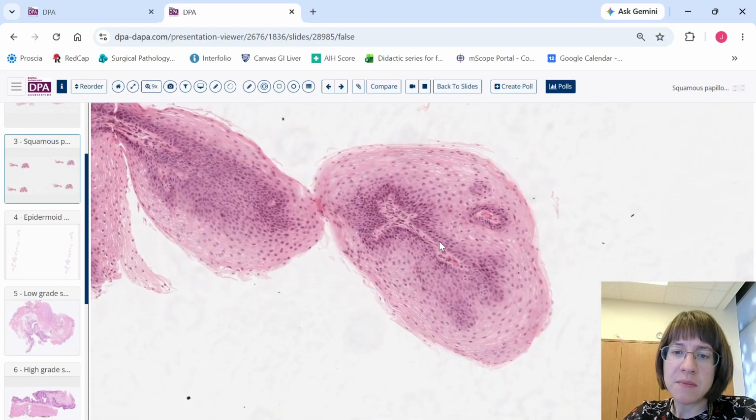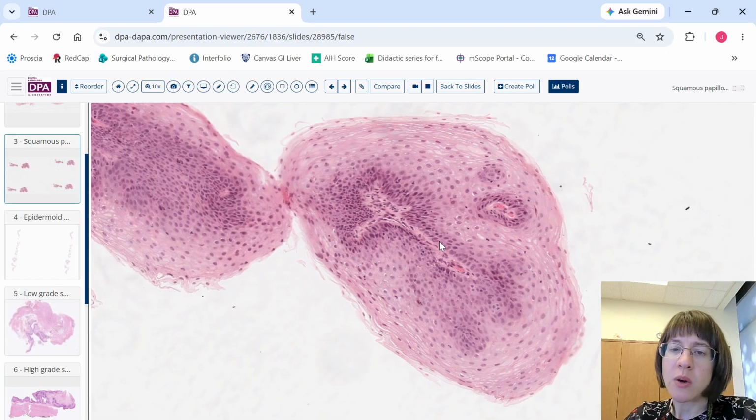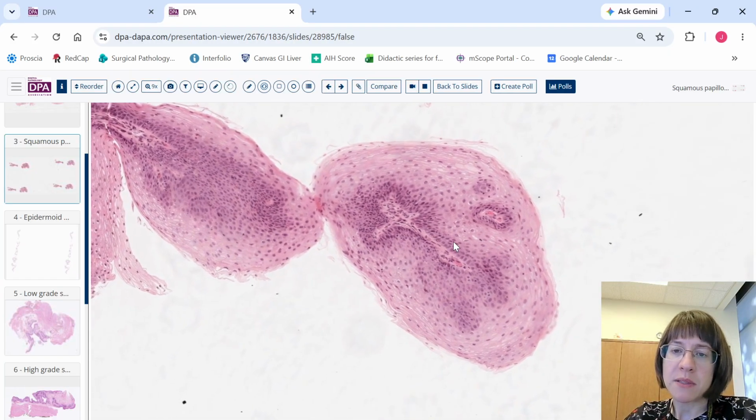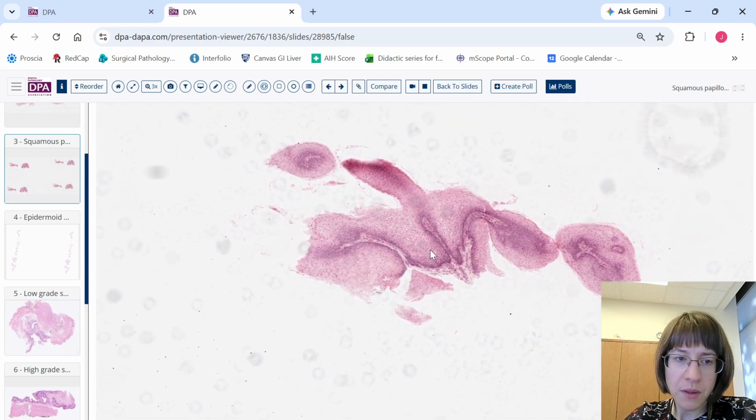Again, I see essentially no atypia in here. I don't see any koilocytes, and this is just a benign squamous papilloma.